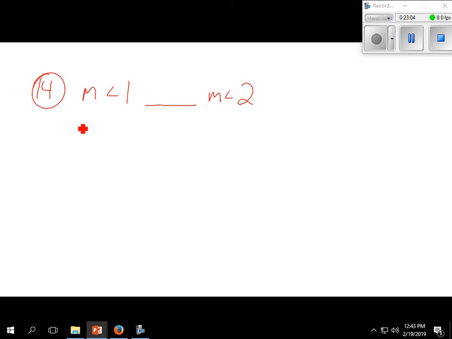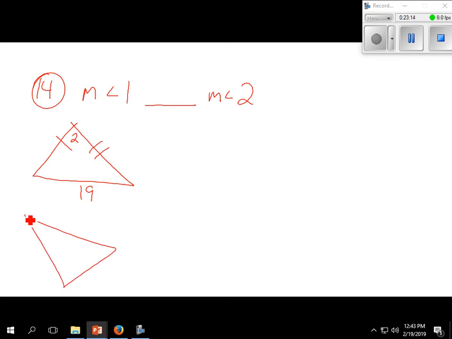The two triangles they give us, one triangle looks like this. Those two sides are congruent. This is angle 2 right there. That's 19. Then they give us another triangle that looks like this. This side is congruent to that side, and this side is congruent to that side. This is angle 1 right here. They tell us this is 18. Angle 1's across from the 18 length side. Angle 2's across from the 19 side.